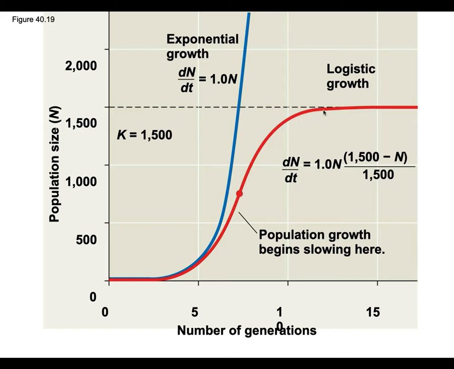as we approach 1,500. This is called the inflection point. This is half of my carrying capacity. This is the point where the population goes from growing to slowing due to constraints of the population on the ecosystem.